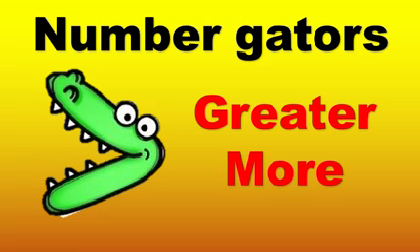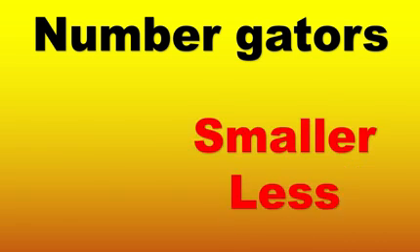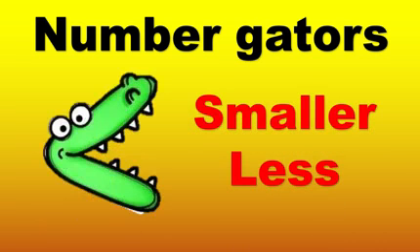Greater has a smaller brother. The smaller brother is called smaller, but you can just call him less. And he always looks to his right for the biggest number. The gators only eat big numbers. So Greater's little brother, smaller, always eats a bigger number as well. But he only looks to his right.